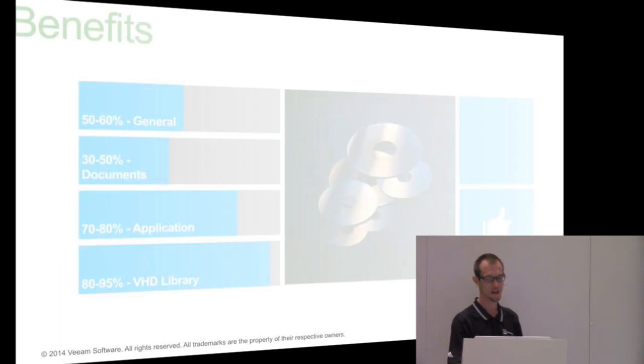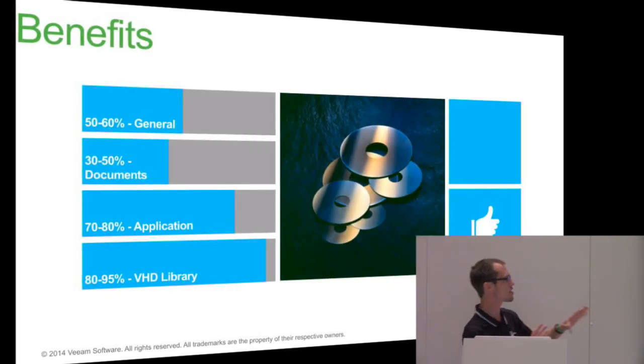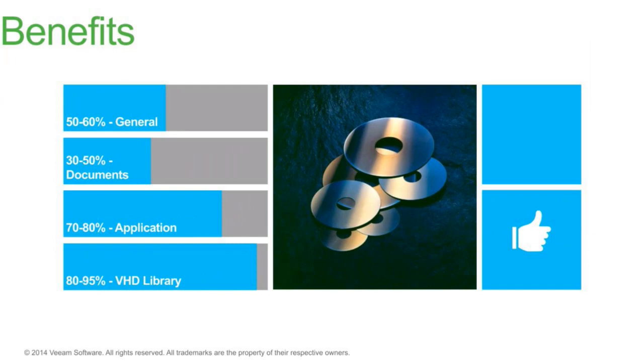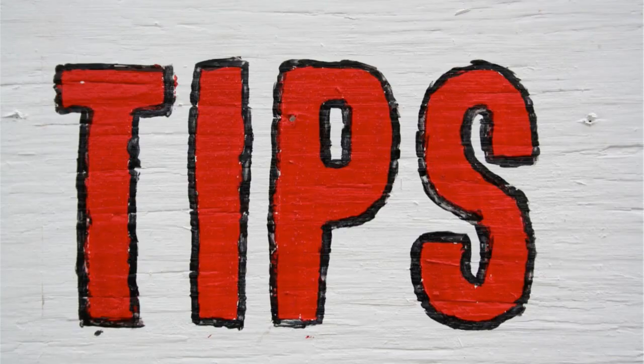Right. Some benefits which we see, these are actually not my numbers, these are numbers from Microsoft, but every time I've been deploying it, working with customers, they're more or less in that area. For general documents that we see, we got like 50-60% savings. More the Word, Office documents, they're already kind of optimized, so the savings are a little bit less, 30-50%, which is still quite good. If you got applications that are capable of being deduplicated, you might get 70-80%. And if you got libraries of VHDs, templates, VM images, stuff like that, you got 80-95%, which is just awesome.